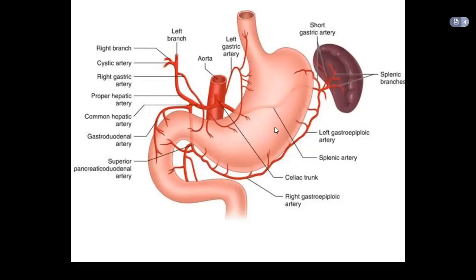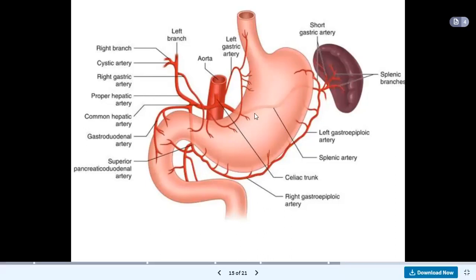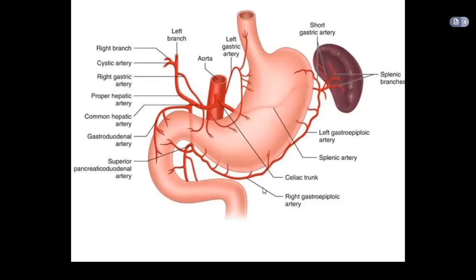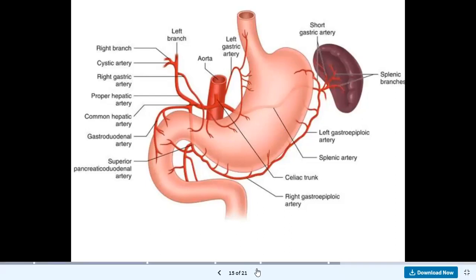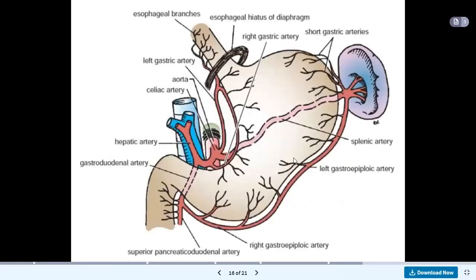Now, this is very important because when we begin to look at what we call portal hypertension later, you will see why the anatomy of the blood supply of the stomach is very, very important. Okay, good. So let's quickly run through it again from this diagram. Let's take it part by part.